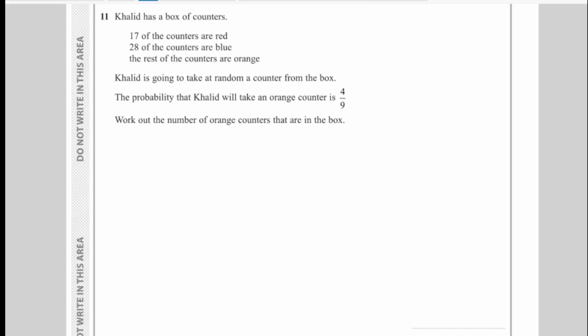Question 11 under probability. Let's see how to do this question. Khalid has a box of counters. 17 of the counters are red. 28 of the counters are blue. The rest of the counters are orange. Khalid is going to take at random a counter from the box. The probability that Khalid will take an orange counter is 1/9. Work out the number of orange counters that are in the box.